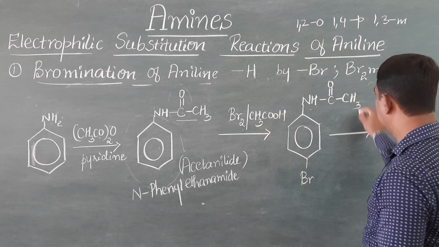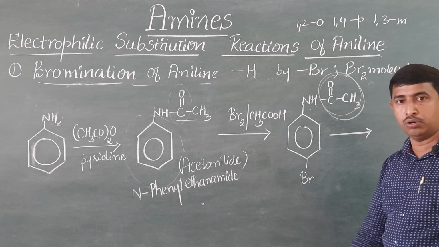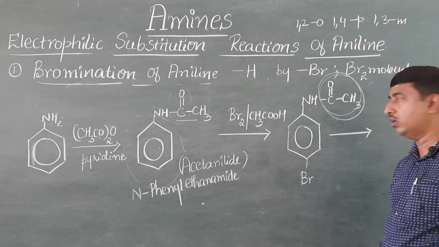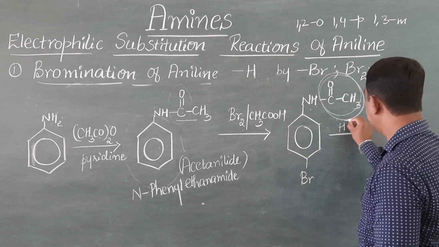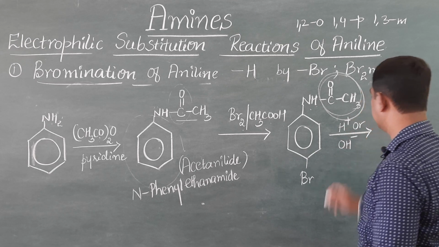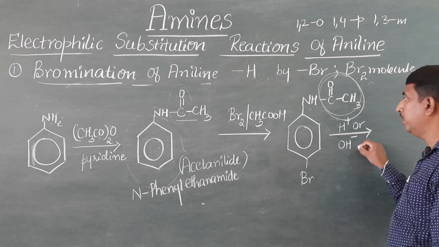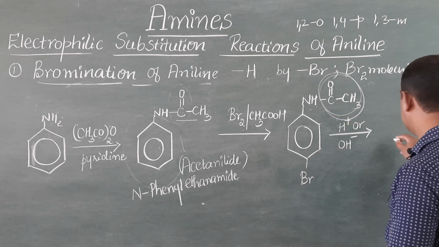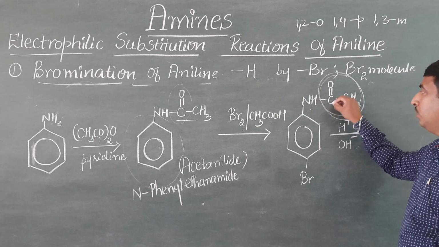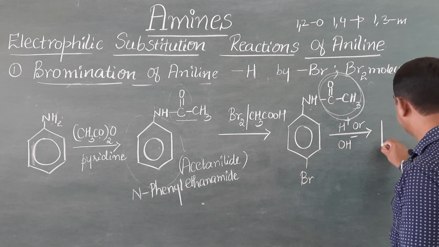Last step, see, to remove this acetyl group, I have to carry out hydrolysis, either by adding an acid or by adding a base. Thereby, I have to convert this group NHCOCH3 to NH2.